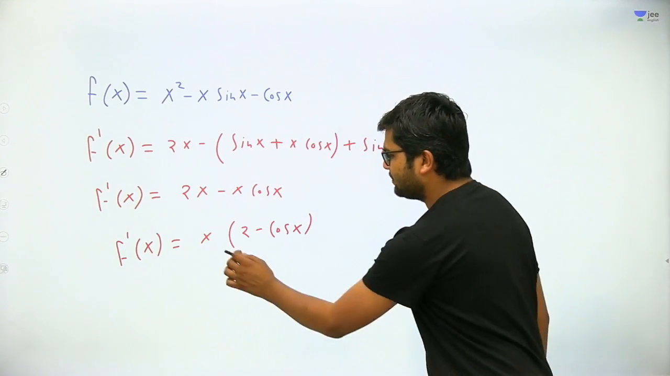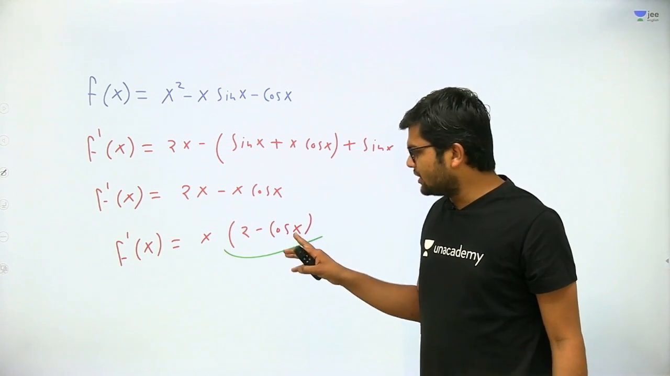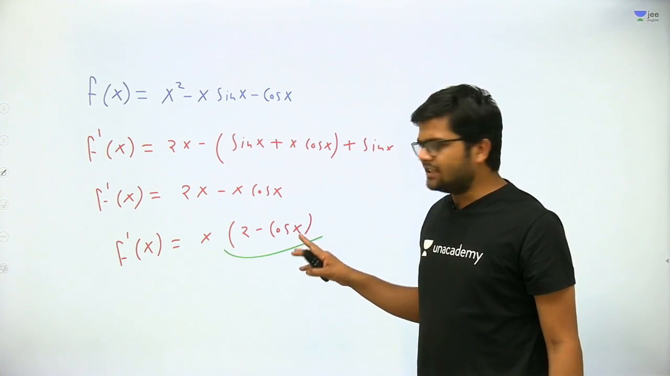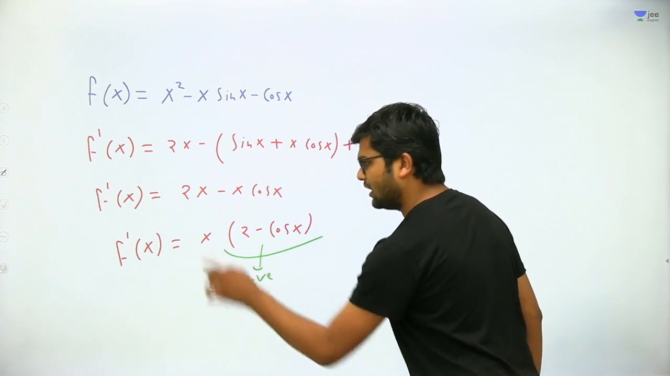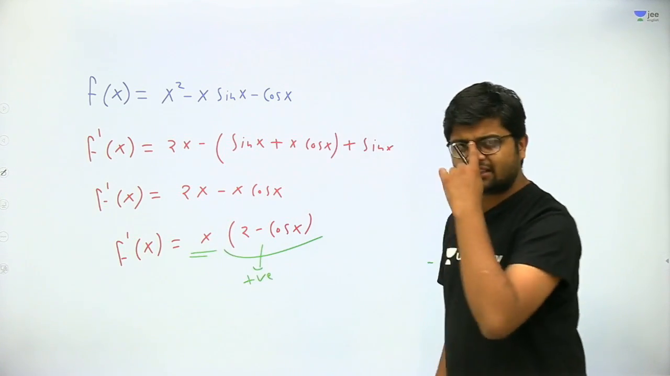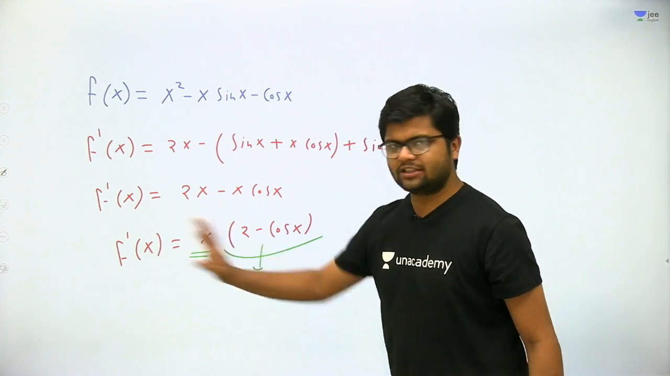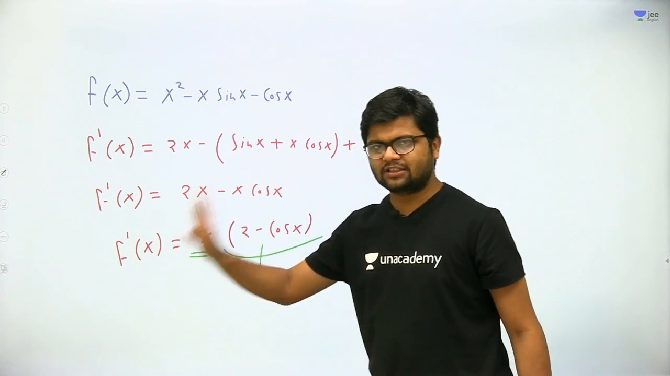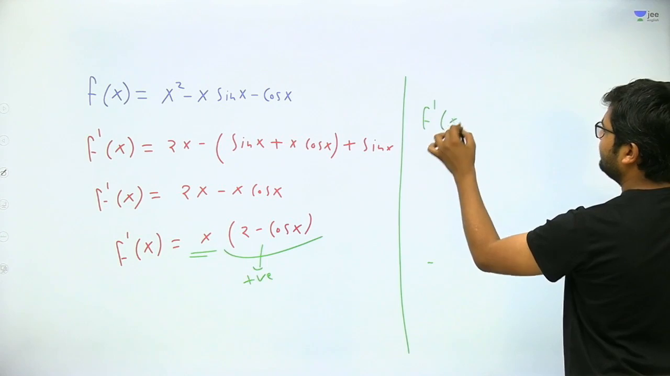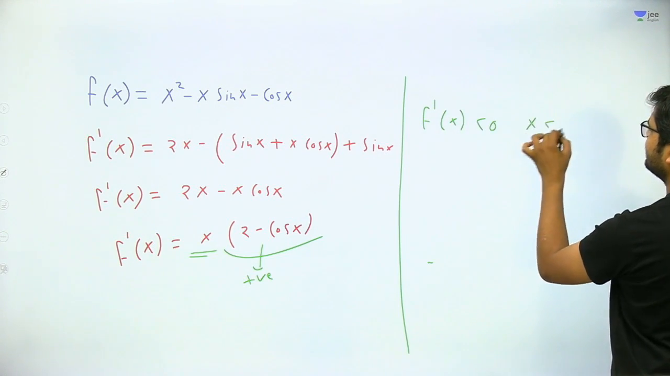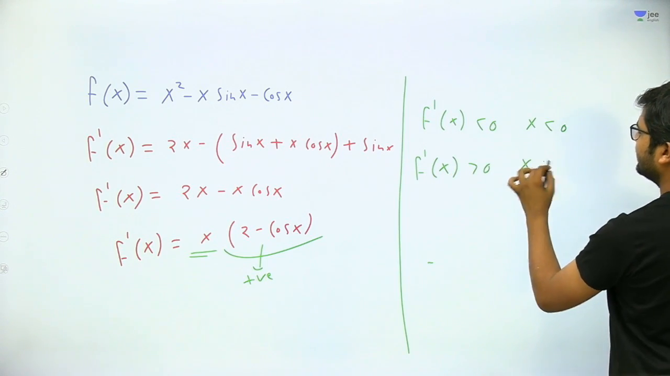Now students, this is a positive term. 2 minus cos x is always a positive term, because cos x can go from -1 to 1, so under any situation this factor will always be positive. So the sign scheme of f dash x is dependent on x only. If x is positive, f dash x is positive. If x is negative, f dash x is negative. It means f dash x is less than 0 for x less than 0, and f dash x is greater than 0 for x greater than 0.